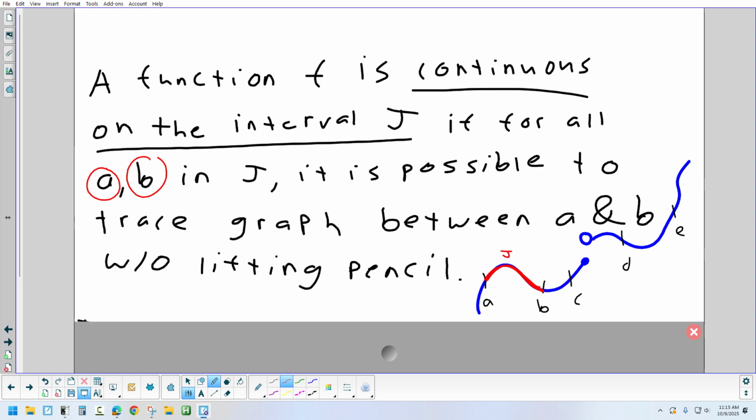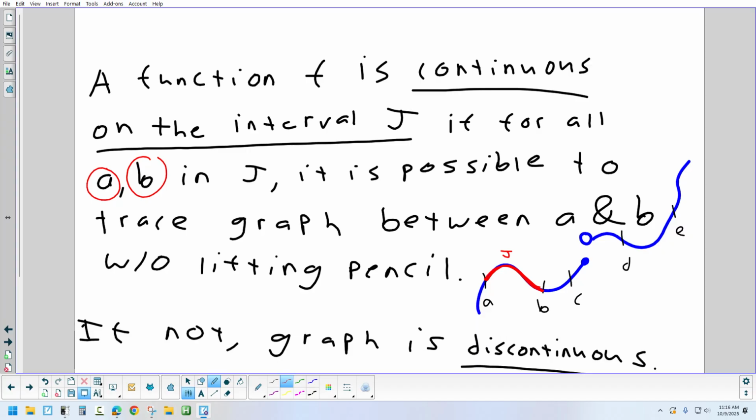So there's lots of sections there that are continuous. A to B, B to C, A to C, D to E. Those are all continuous. If you can't trace from a starting point to a stopping point without lifting your pencil, then you have a graph that is discontinuous.